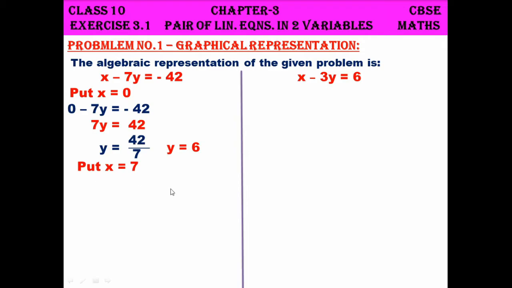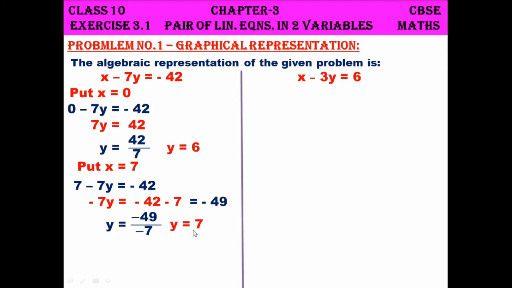So when I take x equals 7, I get the equation 7 minus 7y equals minus 42. Take the constant term to the other side and then simplify. Minus 42 minus 7 gives me minus 49. Therefore, y equals minus 49 by minus 7, which in turn gives me y equals 7. So I have got the values: when x equals 0, y equals 6, and when x equals 7, y equals 7. So these are the tabulated values for the first equation.